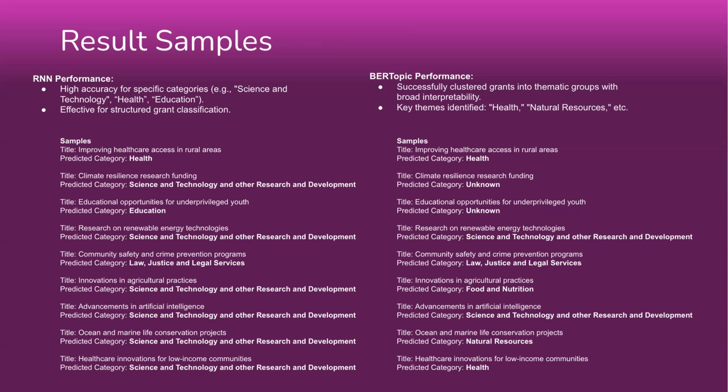BERTopic clustered grants into thematic groups but struggled to consistently align with the RNN categories. Examples show incongruencies in specific categories like "climate resilience research funding," where BERTopic predicted unknown. These discrepancies highlight challenges in aligning unsupervised clusters with supervised labels. Despite this, both models performed well in their domains, the RNN for precision and BERTopic for thematic exploration.